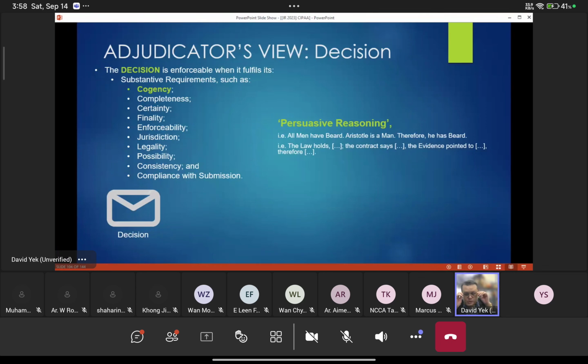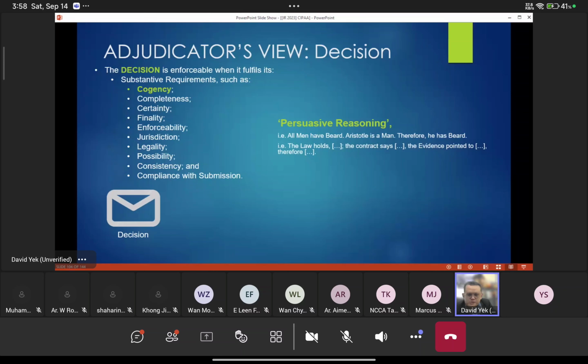The meaning of contingency is persuasive reasoning. Example, all men have beard. Okay, assume this is correct lah. All men have beard. Then Aristotle is a man. Therefore, he also must have beard. Correct or not, this statement? So nobody can say this is wrong, because you qualify yourself by saying all men have beard. And Aristotle is a man, right? So he also must have beard lah. Okay. So this kind of persuasive reasoning has to be there, logical.